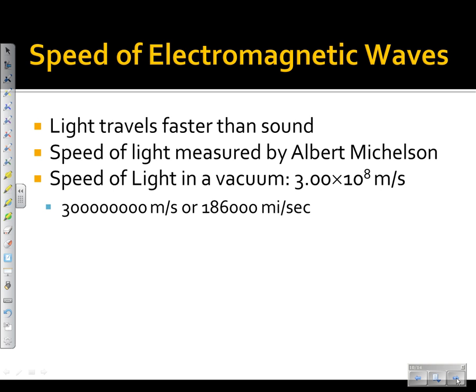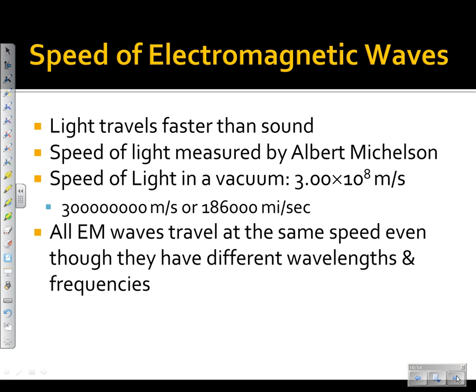So anyway, what we find out is that all electromagnetic radiation travels at that speed, regardless. Now, that speed is the speed of light and electromagnetic radiation in a vacuum. You put it in a medium, like air or water, it will slow down a little bit, but not a whole lot. All electromagnetic waves travel at the same speed, even though they have different frequencies and different wavelengths.